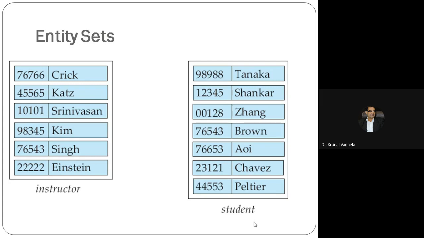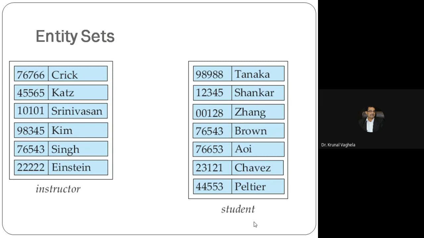So in this slide, you can see that there are two entity sets. One is instructor, or a teacher, or a professor, whatever you say. And the other entity set is student. One entity set is instructor, one entity set is student.